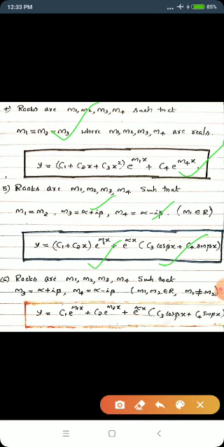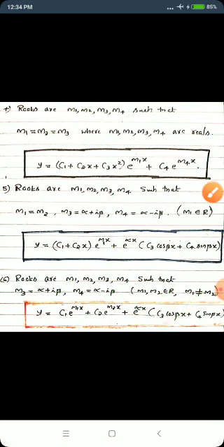And in the sixth case, when the roots are m1, m2, m3, m4 such that m1 and m2 are different real numbers, and m3 and m4 are complex conjugates, alpha plus i beta and alpha minus i beta. In that case, the solution y is c1 e raised to m1x plus c2 e raised to m2x, because m1 and m2 are different, plus e raised to alpha x into c3 cos beta x plus c4 sin beta x for the complex roots alpha plus i beta and alpha minus i beta.